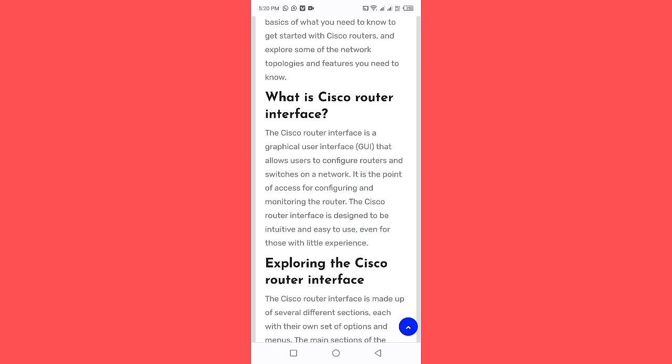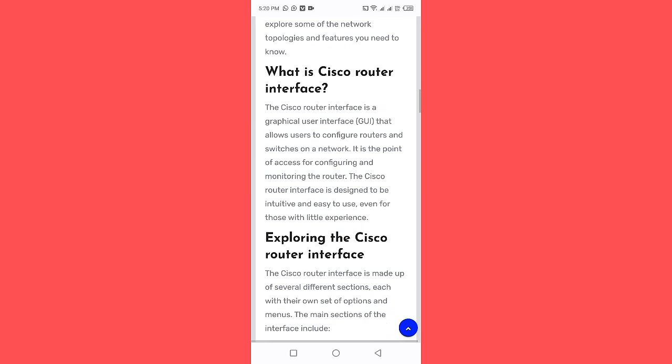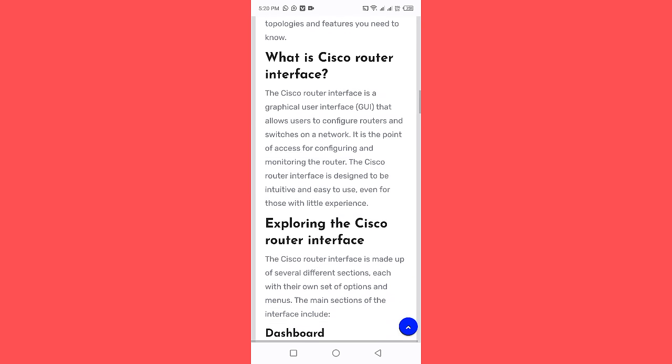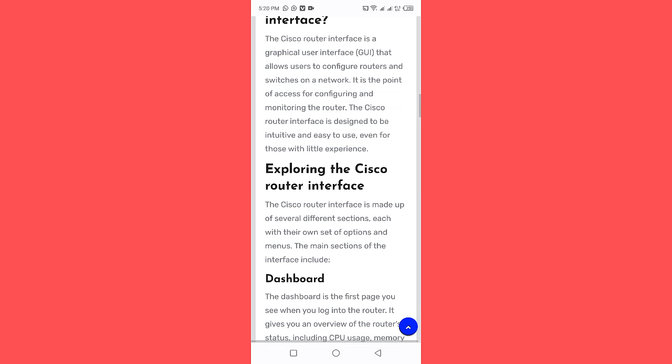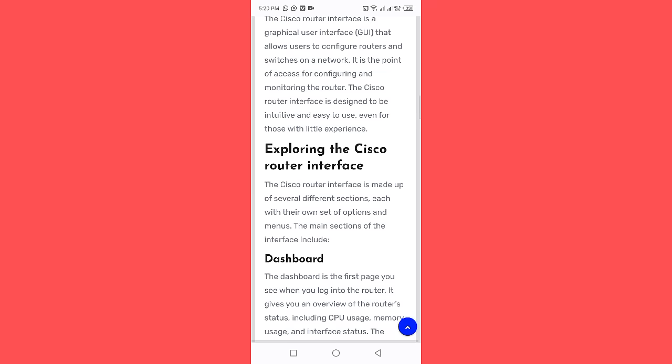The Cisco router interface is a graphical user interface, GUI, that allows users to configure routers and switches on a network. It is a point of access for configuring and monitoring the router. The Cisco router interface is designed to be intuitive and easy to use, even for those with little experience. Exploring the Cisco router interface.